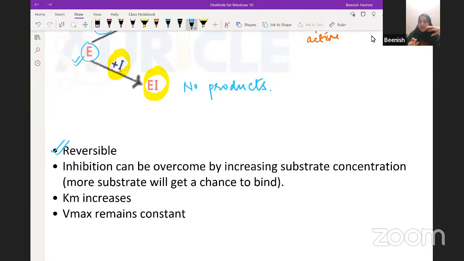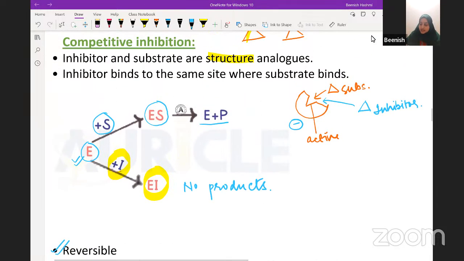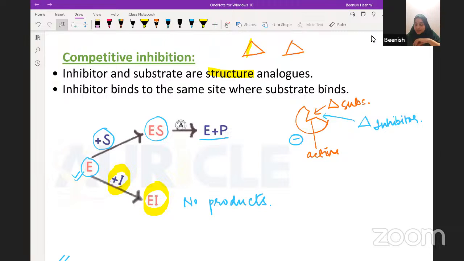Okay, so it can be reversed. The binding is not permanent. Inhibition can be overcome by increasing substrate concentration. More substrate will get a chance to bind. So here, let's take this example, okay? The diagram that I've drawn.